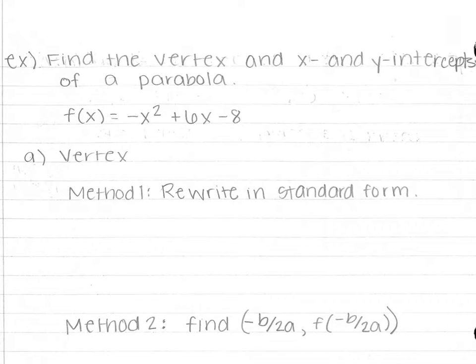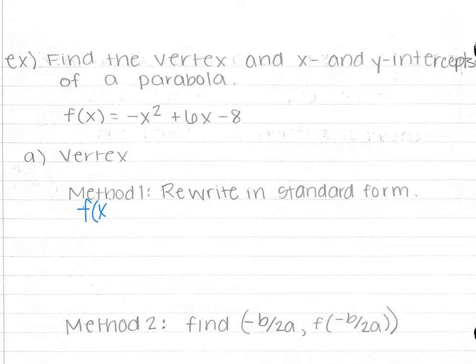So in this part, we're going to look at finding the vertex and x and y intercepts of a parabola. So here we'll look at two methods to find the vertex of f of x equals negative x squared plus 6x minus 8. So method 1 is to rewrite this in standard form. This is what we did in the previous 3 examples. So we'll go ahead and do that again.